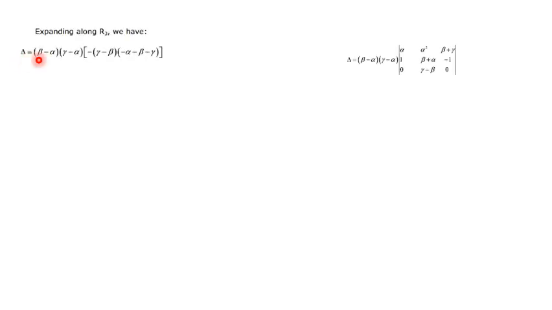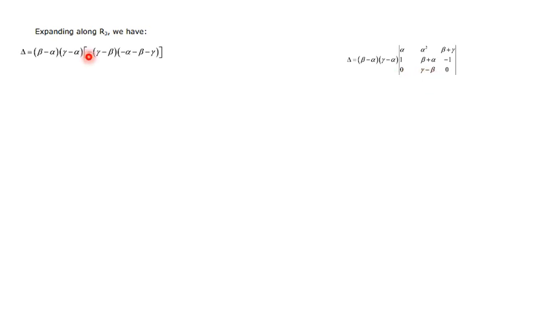When we expand the given determinant along R3, we get delta is equal to beta minus alpha into gamma minus alpha. That is the common factor which we have taken outside. And we are going to expand along R3. R3 is having only one nonzero element. The remaining two elements are 0. So first element 0, no need to take. The second element is gamma minus beta.